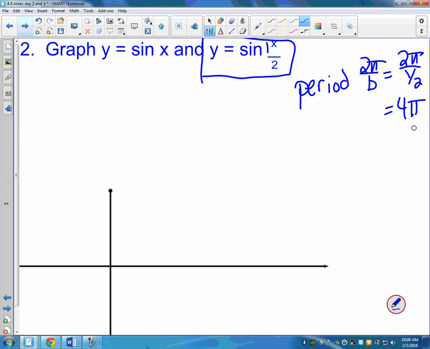Which means that this graph, to get that shape of sine, you're going to have to go to 4 pi instead of 2 pi. And so this is what I mean by your key values. You should have 5 key points that you want every time. And here's how you're going to do it. You're going to find your period, and every single time you're going to start at 0, you're going to end at your period, which in this case is 4 pi.